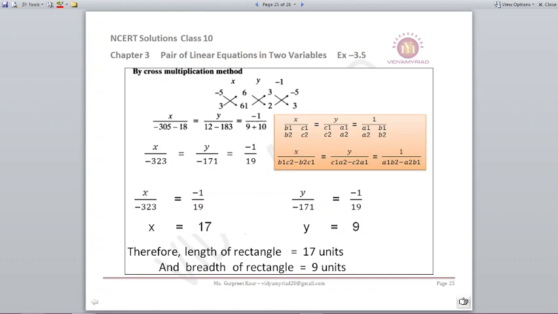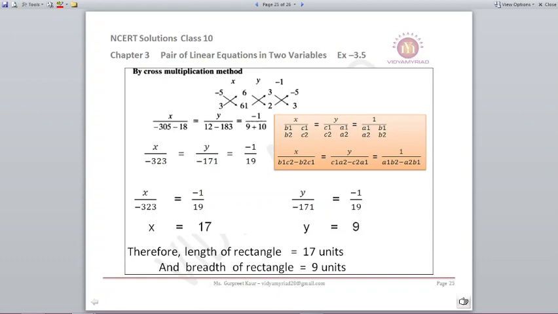Now see children, in this question you are told you can use any method. I am using cross multiplication method, being a new method which we have not done earlier, and it is a little difficult with respect to substitution method or elimination method, so we need more practice for this. That's why I am doing this method. Even if you do the other methods, you will reach the same answer, because there may be a question which tells you to solve it by cross multiplication. So in that case you need practice. So let's do it with the help of this method.